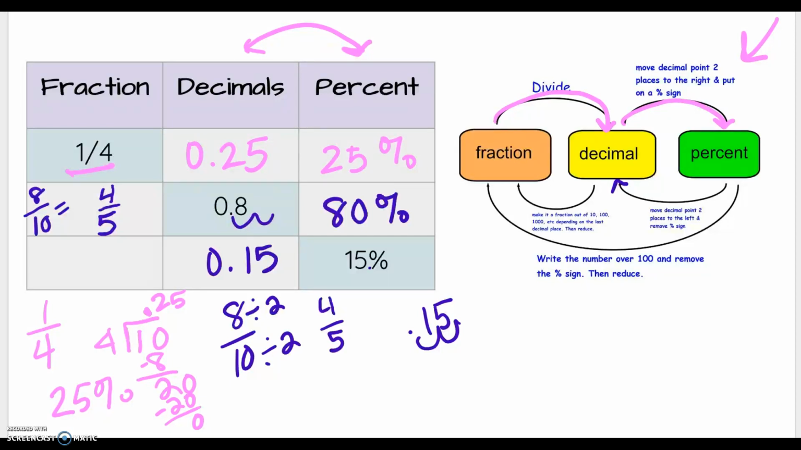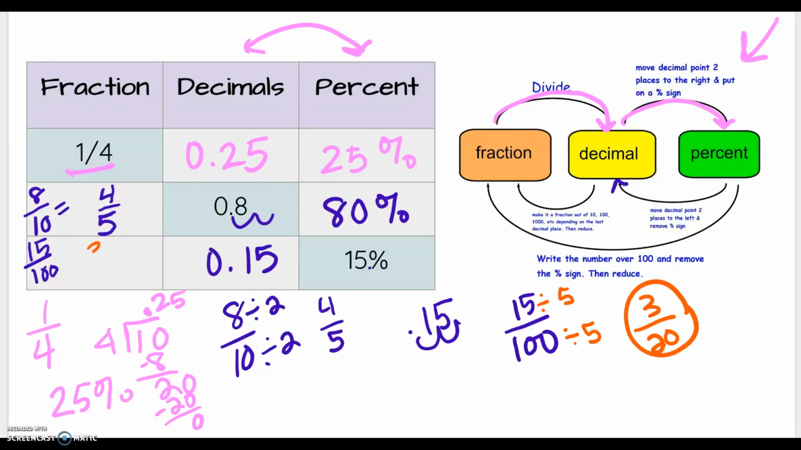And then now from a decimal to a fraction, okay, I just need to read this. Okay, and this is really 15/100. And again, I'm writing that off to the side because that is not the best answer, because I can reduce my fraction. So since these two numbers both end in a 5 or a 0, then that means that they are divisible by 5. 15 divided by 5 is 3, and 100 divided by 5 is 20. So the best answer would be 3/20.